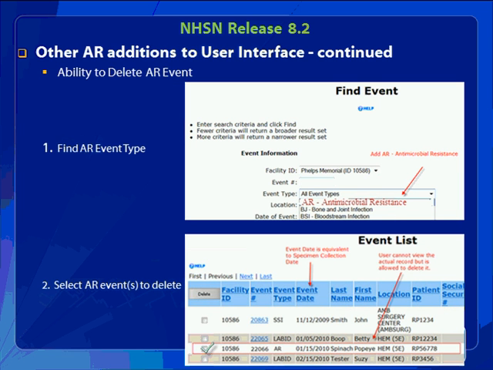There will be the capability to delete an AR event. So this is a screenshot. You would go into Find AR Event Type. You would select the location, the AR antimicrobial resistance, and then it would bring you to the next screen, and you would select the AR events to delete.